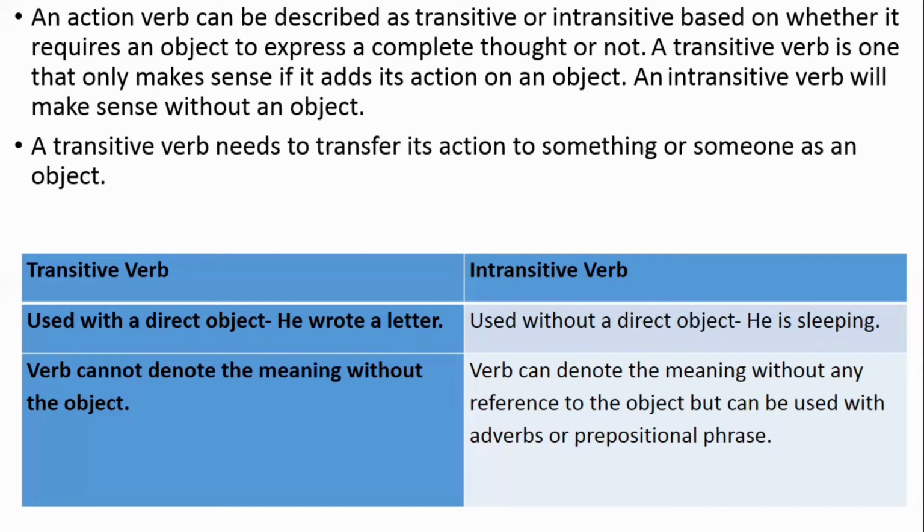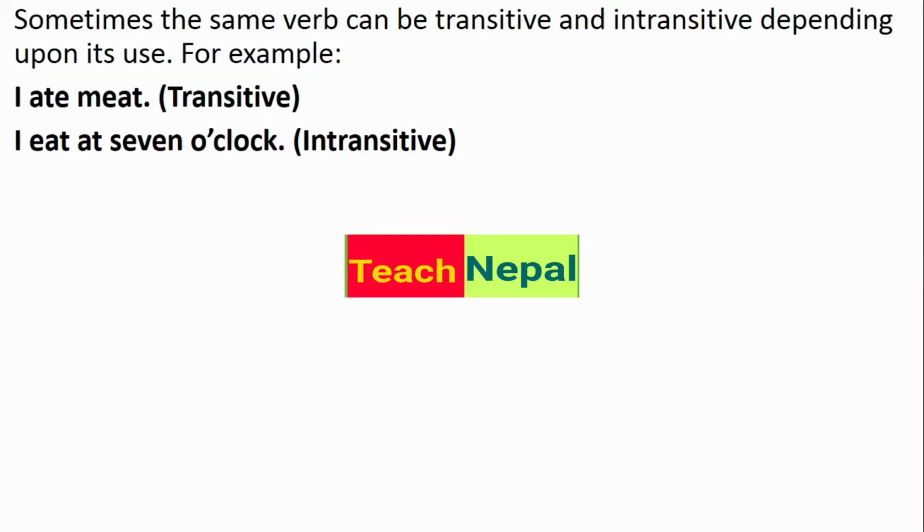So these verbs are called intransitive verbs. So for example, he is sleeping, right? He is sleeping badly. If there is an adverb, badly, then it is still what you call an intransitive verb. Okay. So sometimes the same verb can be transitive and intransitive depending upon its use.